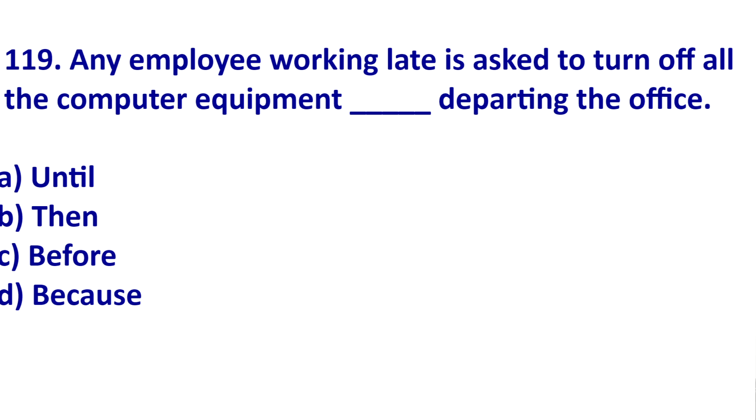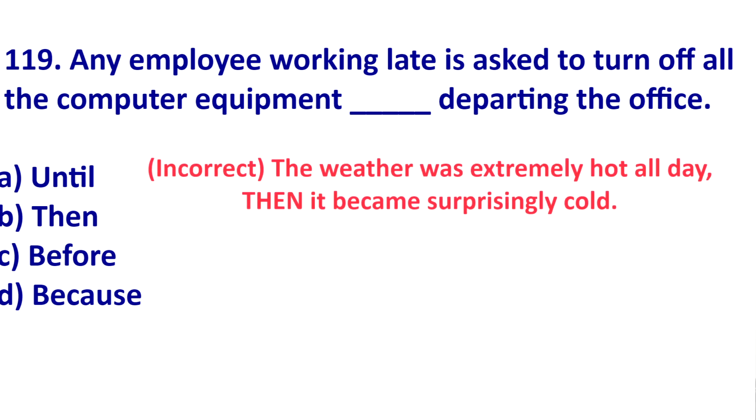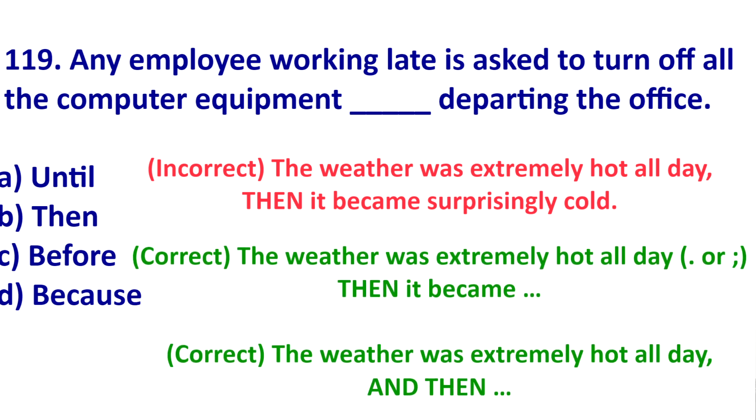Let's look at another example. The weather was extremely hot all day, comma, then it became surprisingly cold. This is incorrect. Why? Because we don't put a comma before then. So better, the weather was extremely hot all day, period, then it became surprisingly cold. You could also say, comma, and then it became surprisingly cold, but you cannot go subject verb, comma, then subject verb. This is incorrect punctuation.